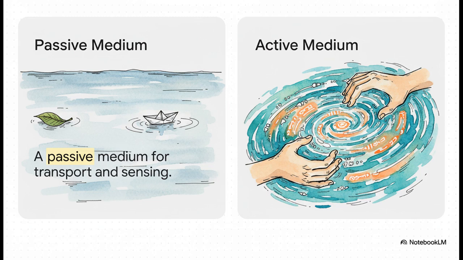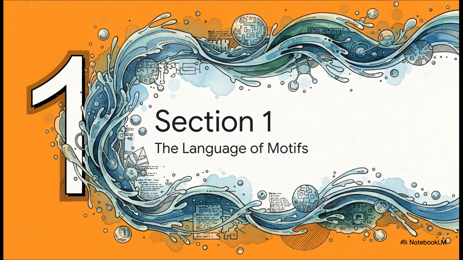To even get our heads around that question, we have to completely shift how we see water. We usually think of it as, well, a passive medium, right? It just carries stuff, it lets us sense things like temperature. But this HHCF framework is proposing a totally different view. What if water could be an active medium, a canvas for holding information, maybe even a tool for us to cooperate through?